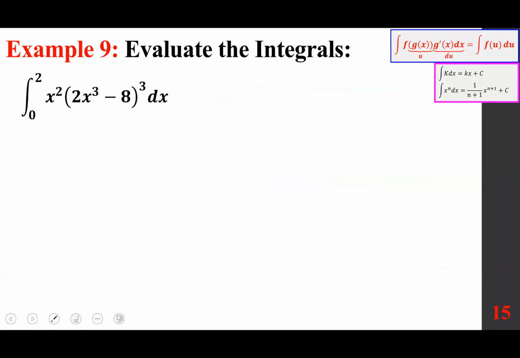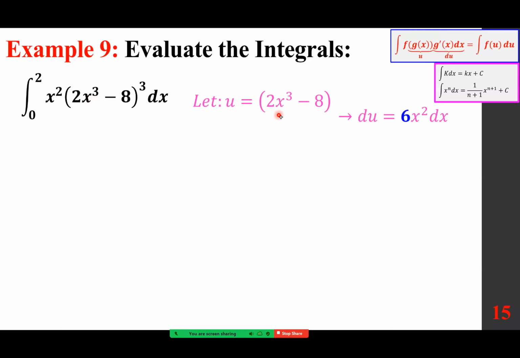Here's another example we want to do, and as always, dealing with polynomials, the one with the more complicated case, in this case 2x cubed minus 8, is a choice of u. Its derivative is 6x squared. Therefore, du is 6x squared dx. Move the x squared next to dx. You see everything is in order except number 6 is missing again.